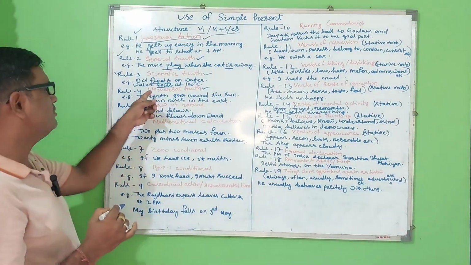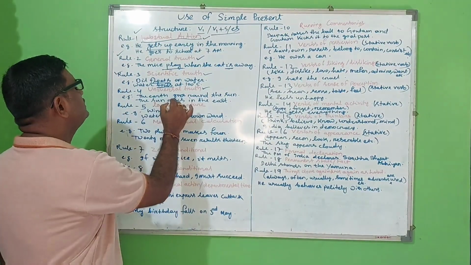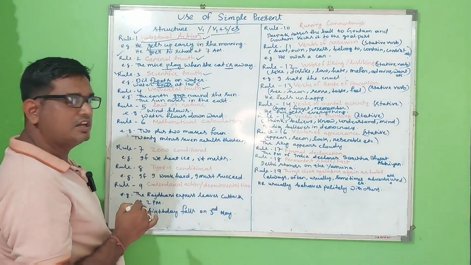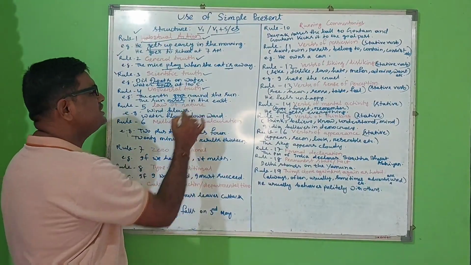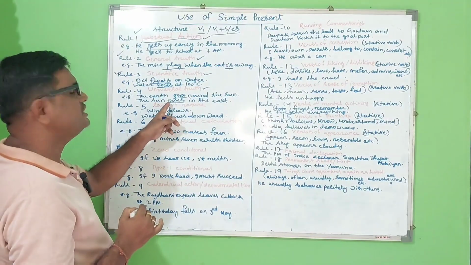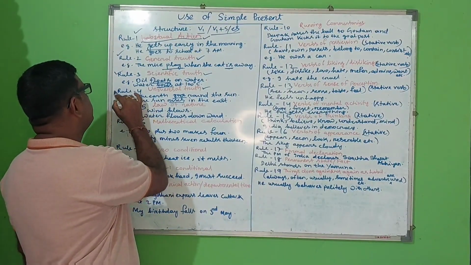To express universal truth, we use simple present tense. The earth goes around the sun. Clear? Here goes is simple present. Then the sun rises in the east. Rises is also simple present tense. Then rule number 5.